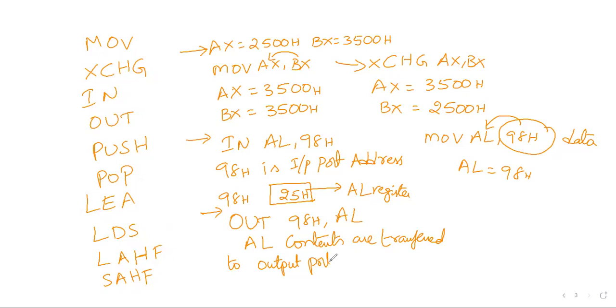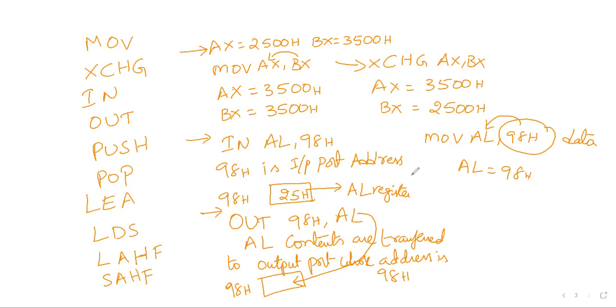whose address is 98 hexa. So 98 hexa acts as the address of the output port, and the AL register contents are transferred to the output port. In IN, the input port is identified and the input port data is transferred to AL. Here, AL register contents are sent to the output port. Output port means sending. Input port means we are receiving the data from the input port. So this is IN and OUT.